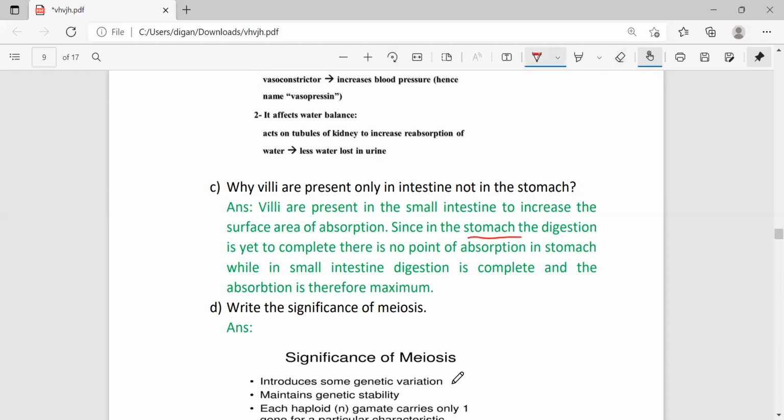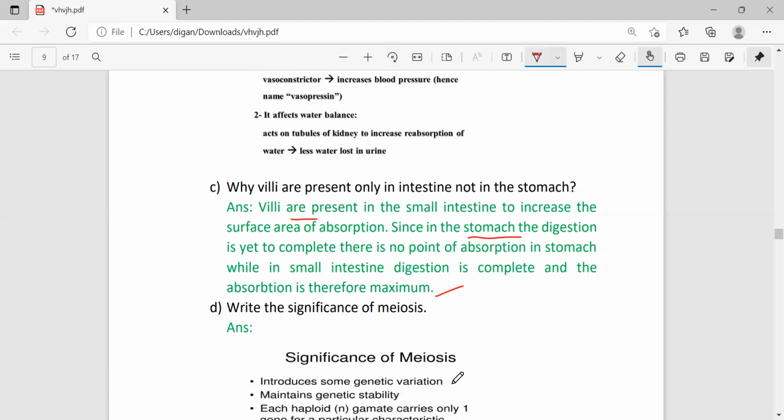Since in the stomach the digestion is yet to be completed, there is no point of absorption, so no villi are present in stomach, while in small intestine, digestion is complete and the absorption is therefore maximum. For the maximum absorption, maximum area should be there, and that's why villi are present in the intestine, because due to the presence of villi, the absorption area will be increased.